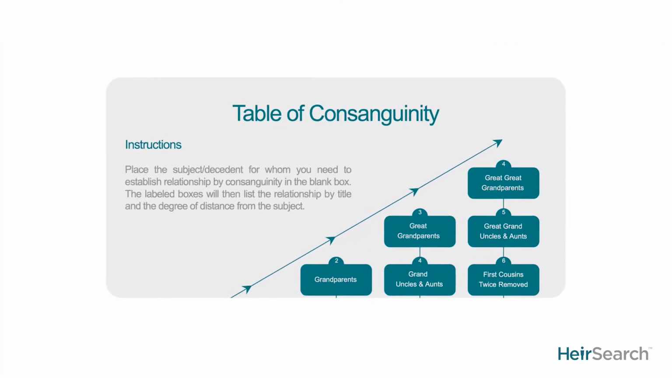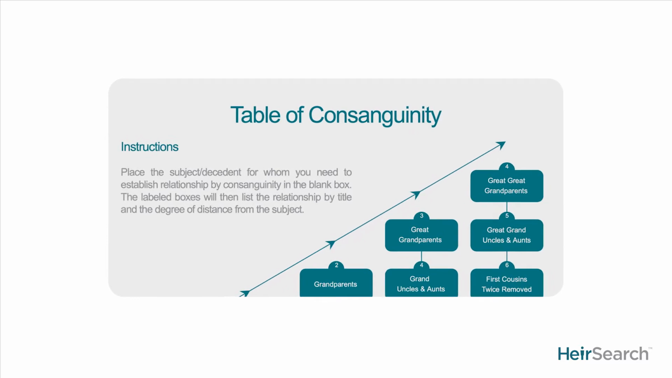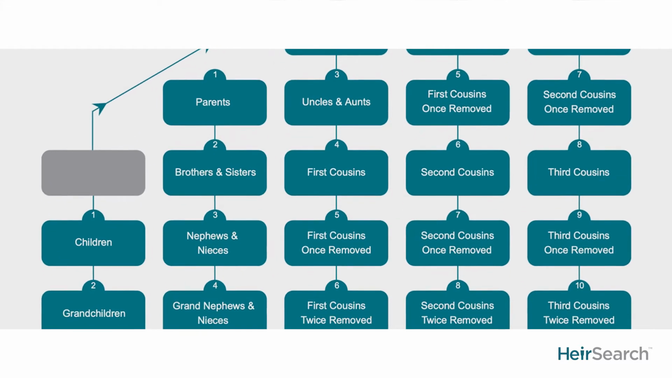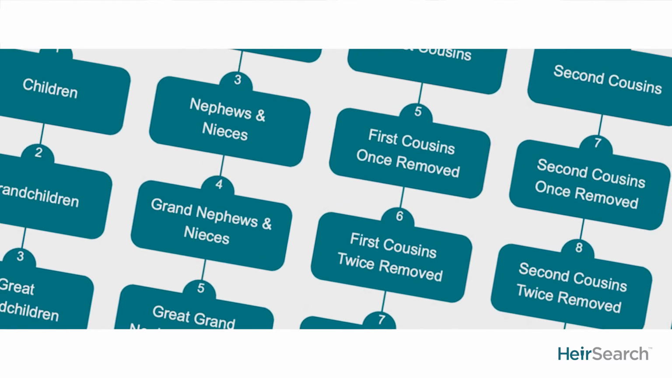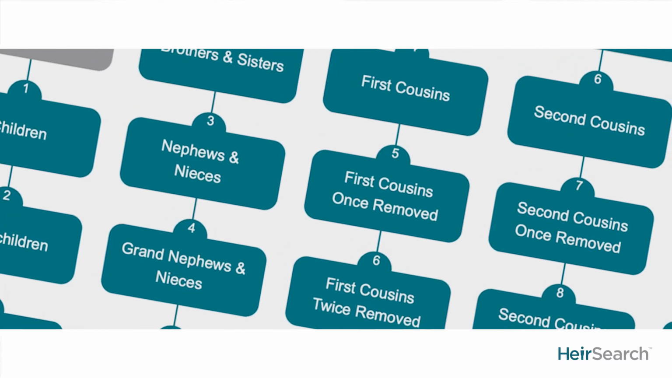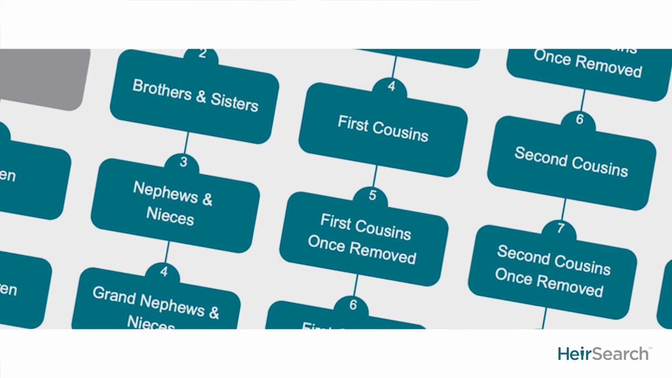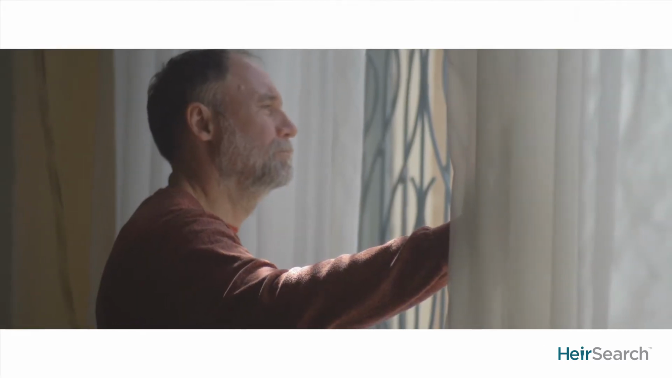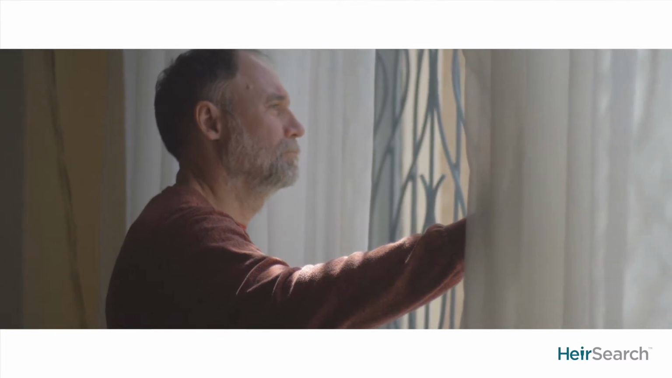One helpful tool for this purpose is our Consanguinity Chart. This chart outlines the relation between a decedent and their family members. Each box on the chart has a generational title and a number representing the degrees of consanguinity or relationship. To begin reading the chart, place the decedent, let's call him John Smith, in the blank box.